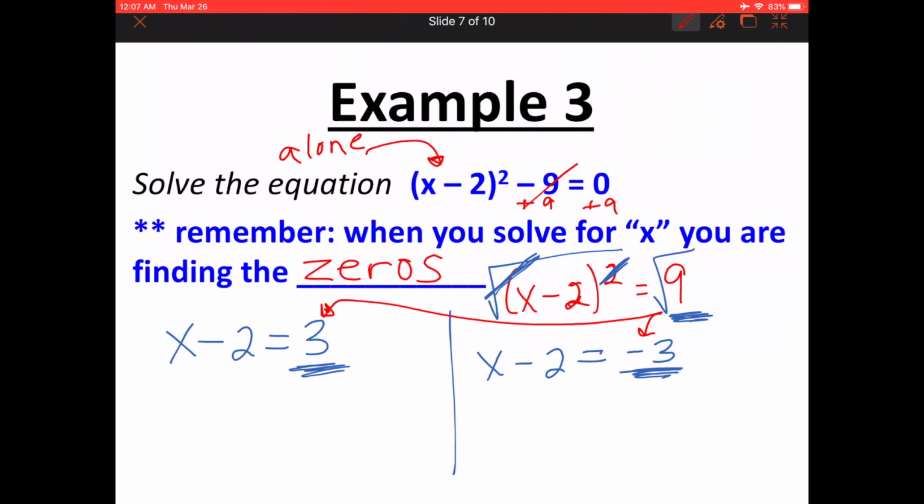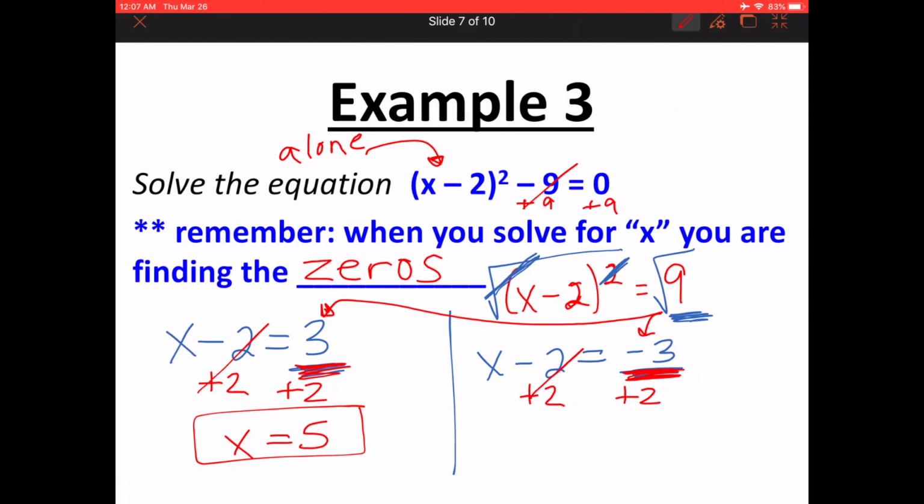This is a very common mistake that all sorts of people make, not just in Algebra 1, even some of my college algebra students still forget to set up this second equation. Okay, so we need to do x minus 2 equals 3 and x minus 2 equals negative 3. Now we're just going to solve each equation normally and get 2 answers. On my first one, I add 2 to both sides, and I get x equals 5. On my second one, I add 2 to both sides, and I get x equals negative 1. So there are my 2 final answers.